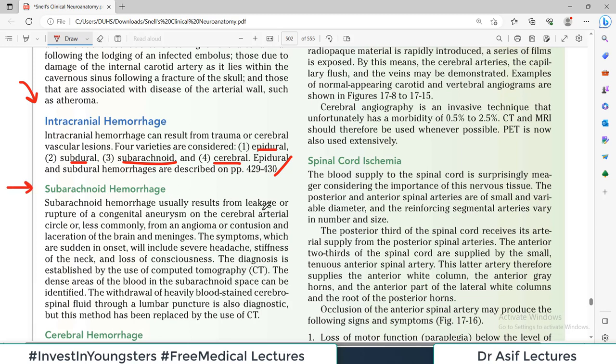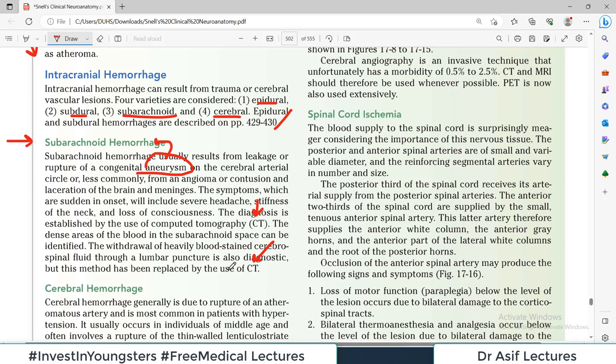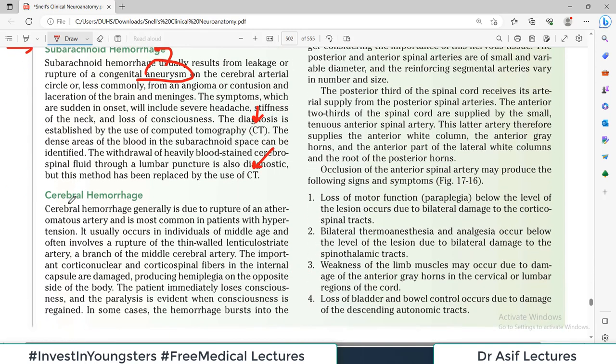Subarachnoid hemorrhage usually results from leakage or rupture of a congenital aneurysm. That's the important point. So circle of Willis ke andar is usually diagnosed on CT scan, and if diagnosed early, has a good prognosis. Cerebral hemorrhage ka matlab ye hai ki there is bleeding within the substance of the brain.